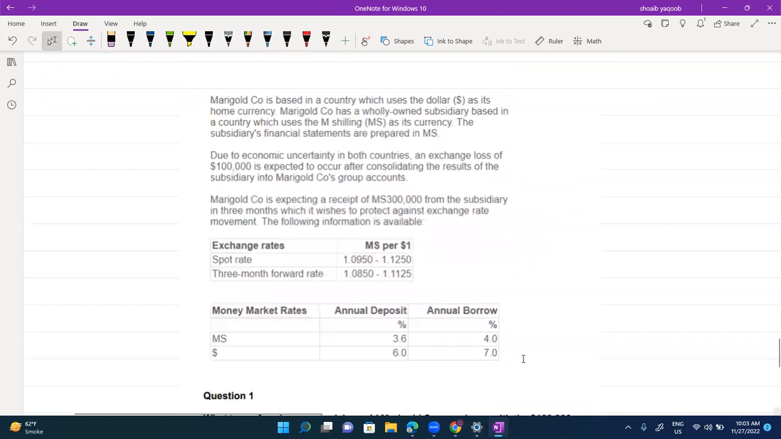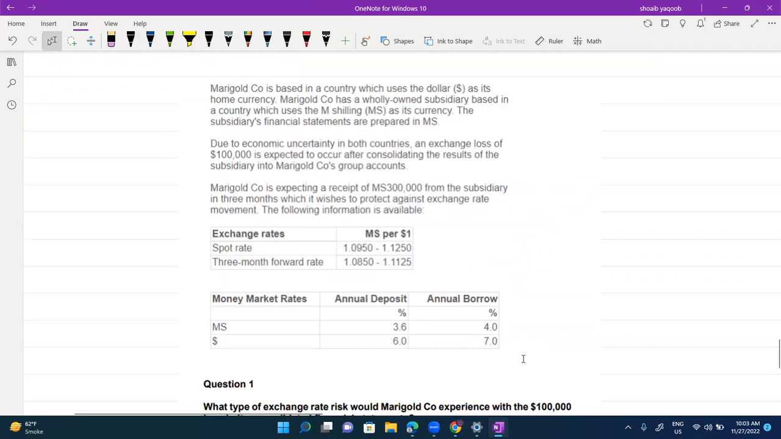Okay, next is Marigold Company is based in a country which uses the dollar as its home currency. Marigold Company has a wholly owned subsidiary based in a country which uses the M shilling as its currency. Subsidiary financial statements are prepared in MS. Due to economic uncertainty in both countries, an exchange loss of $100,000 is expected to occur after consolidating the result of subsidiary into Marigold. ये कौन सा risk है? What kind of risk is this?